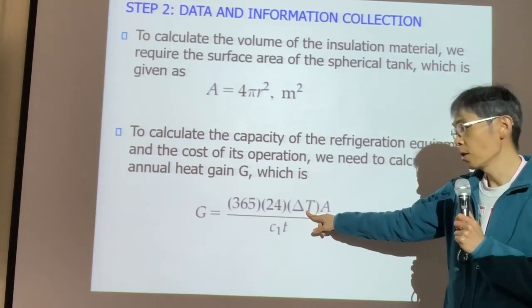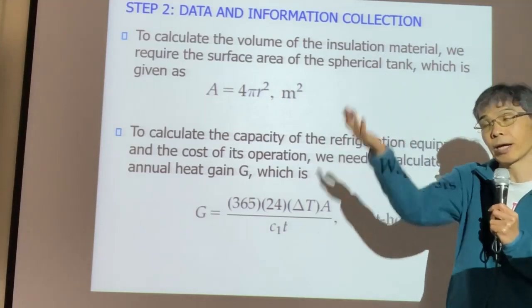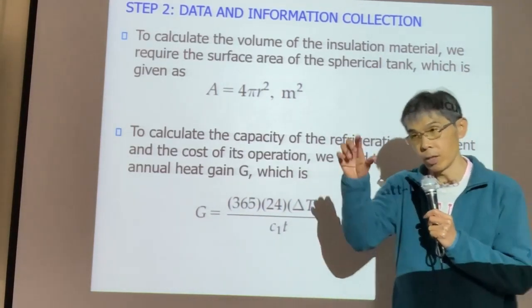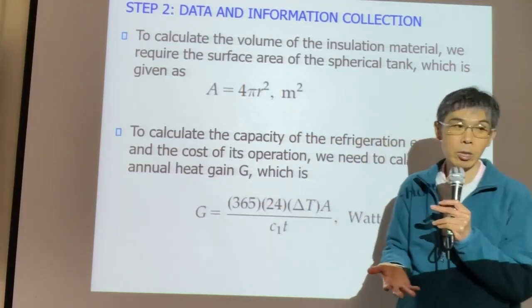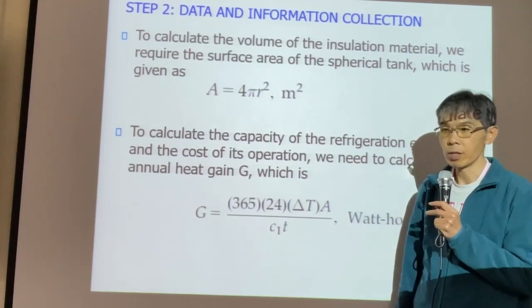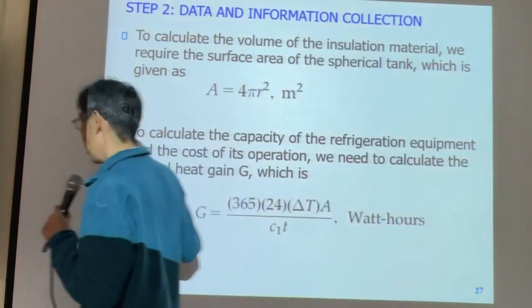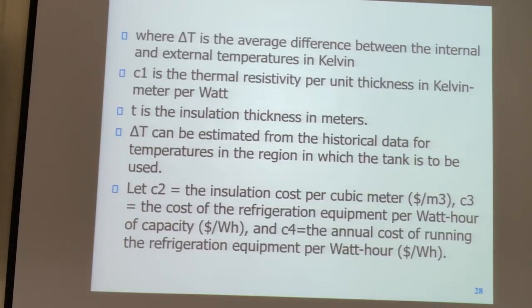Delta T large, higher cost. A is the total surface area. If it's very large, cost more. And T is the insulation thickness. If you have thicker insulation, then you could lower the heating cost. And k is the conductivity, a material property. So this is the heat consideration. This is the information we need to collect. You can read this by yourself.